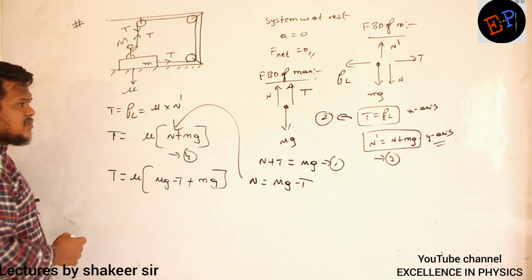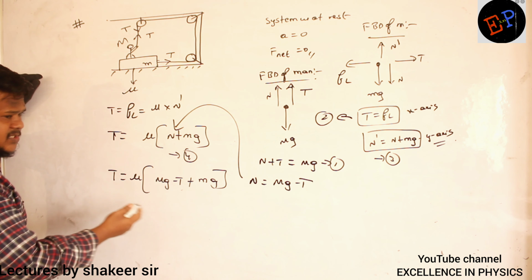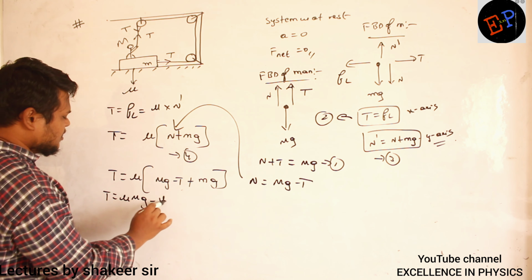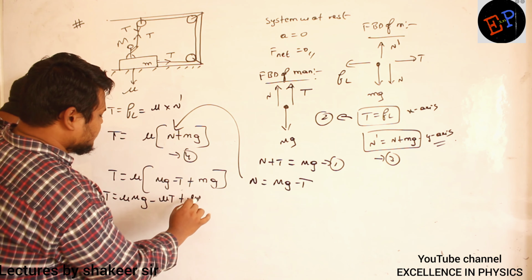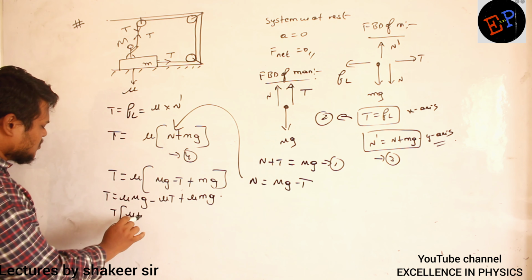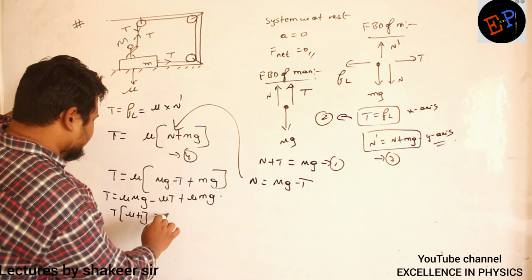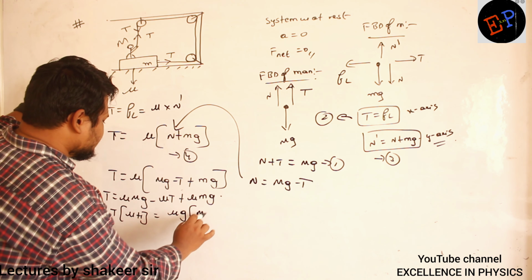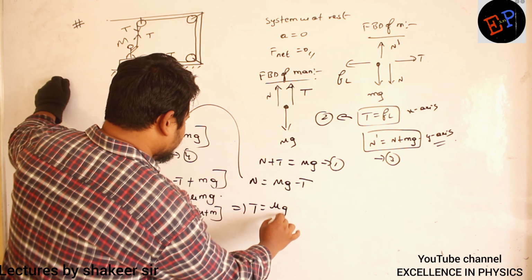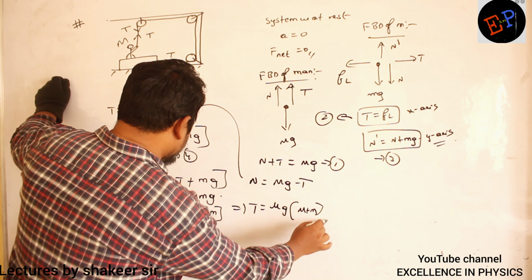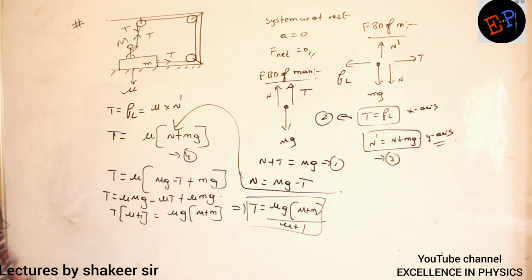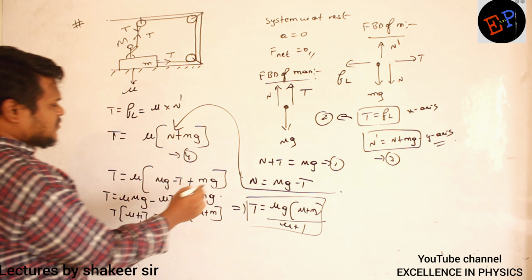So T is equal to mu capital Mg minus mu T plus mu small mg. Clear now? So all T terms, if I take them to one side, T times (mu plus 1) is equal to mu g, if I take it common, times (capital M plus small m). Are you able to understand? So T is equal to mu g into (capital M plus small m) divided by (mu plus 1). So this is my answer. This is how we have done this calculation.